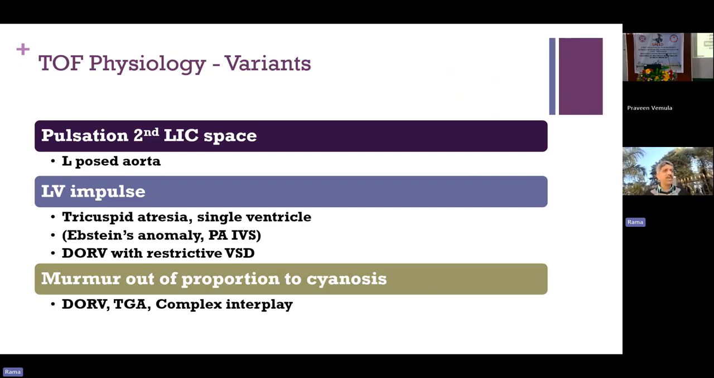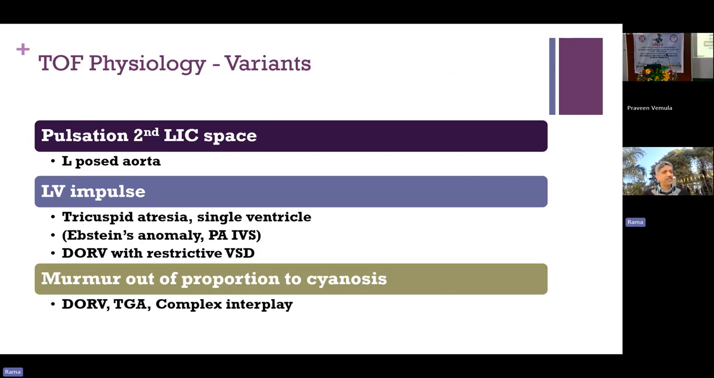In non-tetralogy physiology, LV apical impulse with cyanosis can be found in pulmonary atresia with intact septum and Ebstein anomaly. All these conditions have something in common, except for an LV dominant single ventricle and DORV with restrictive VSD. In all the other conditions the RV is diminutive, so the LV impulse is the predominant impulse. Tricuspid atresia, single ventricle, and DORV with restrictive VSD are the top physiologies with LV apex.